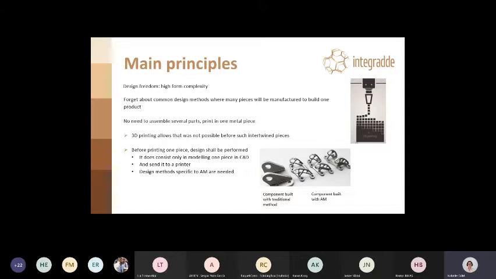But before printing one piece, a minimum of design should be performed. 3D printing does not consist only of modeling one piece in CAD and sending it to a printer. There are specific design methods to have in mind, and I will try to give you some tips about design for additive manufacturing.